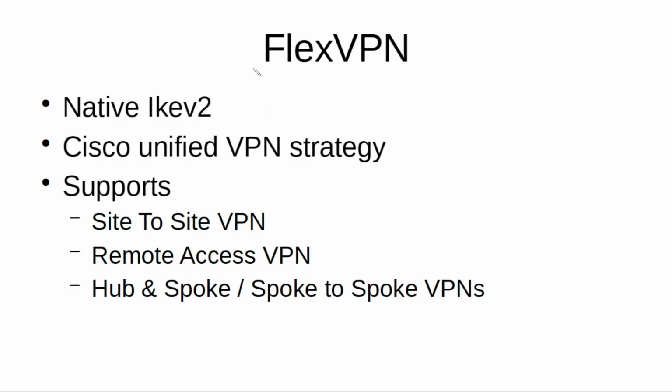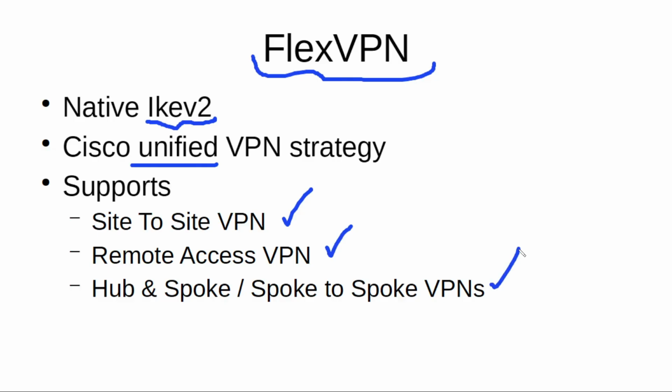Cisco has a product known as FlexVPN that natively uses IKEv2. This is a good thing because remember that IKEv1 has reached its end of life by now. So it is a new Cisco approach where you have a unified set of commands that will let you create site-to-site VPNs, remote access VPNs, and hub-and-spoke, spoke-to-spoke VPNs. So it supports DMVPNs as well.